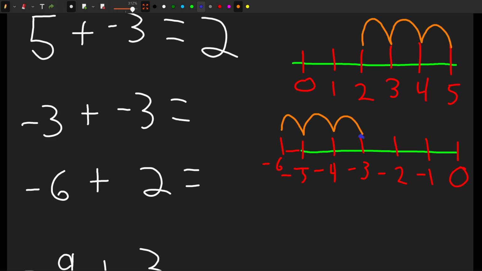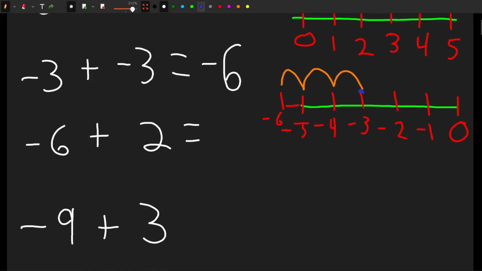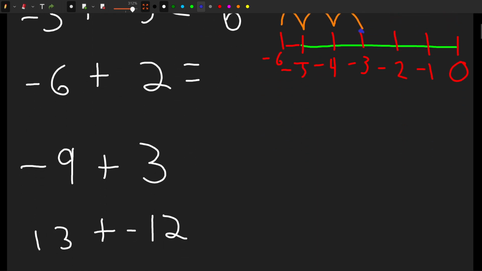Now another way you can solve this problem, if you're already thinking you might catch a hint, is that negative 3 plus negative 3, both of them are negative. So we could simply just remove the sign and say, well, what's 3 plus 3, which is 6, and then add the negative back. Okay? So if you want to do it that way, you can, and you'll still get negative 6. Now, on to the next problem. It's negative 6 plus 2.